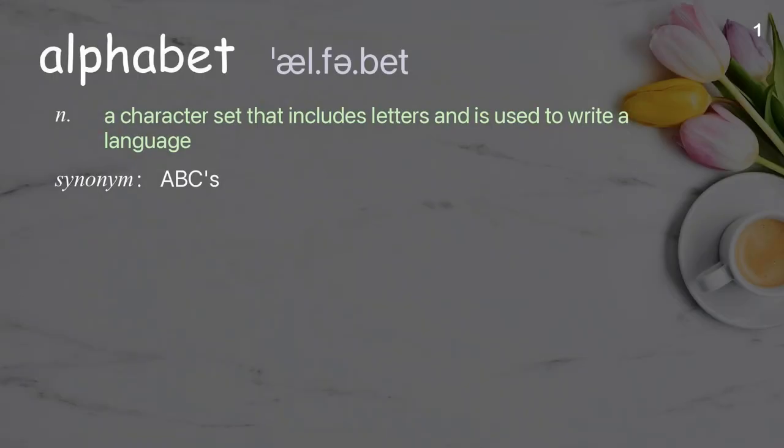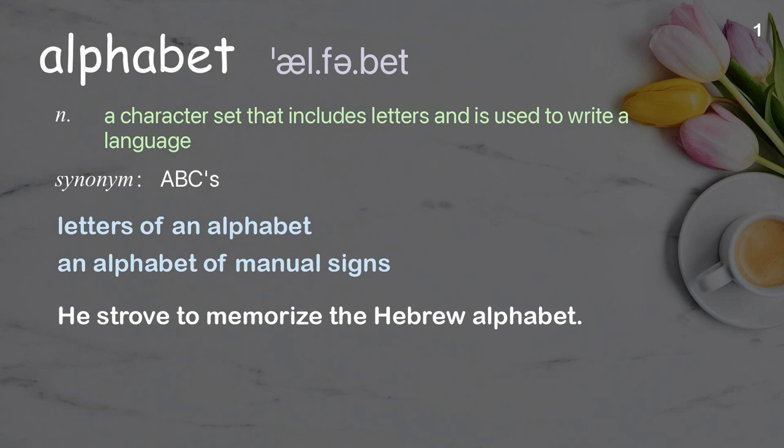Alphabet. A character set that includes letters and is used to write a language. Examples. Letters of an alphabet. An alphabet of manual signs. He strove to memorize the Hebrew alphabet.